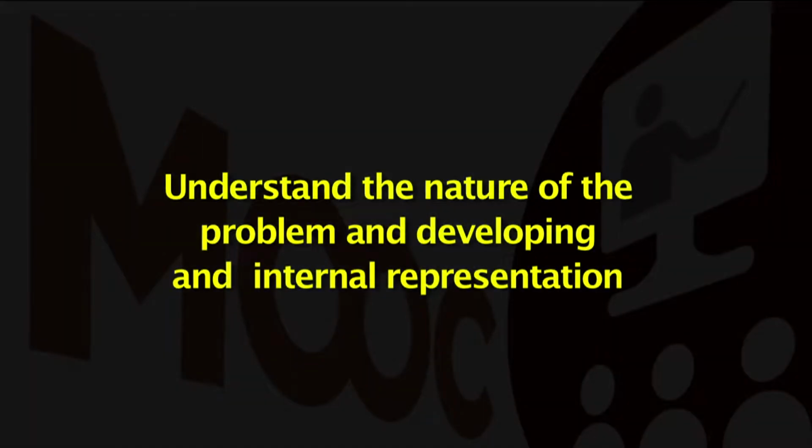Now let's look at the stages in Newell and Simon's model. The first stage is understanding the nature of the problem and developing an internal representation. At this stage, the individual needs to formulate an internal representation of the problem. As you have noticed, the process involves understanding the goal of the problem, evaluating any given condition, and assessing the nature of the available data.